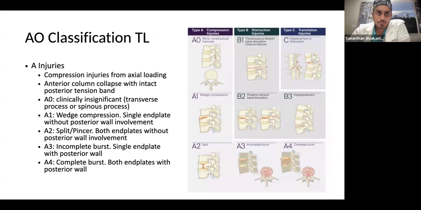Moving into the thoracolumbar spine, the same type of A to C fracture patterns have been described. A0 type fractures, again, are minor, non-structural transverse process fractures and spinous process fractures. A1 fractures are, again, wedge compression injuries with single end plate involvement. A2 are your split fractures with both end plates and an intact posterior wall. Anytime a posterior wall is involved, it's a type of burst: a single end plate with posterior wall being an incomplete burst, or a complete burst with both end plates and posterior wall fracture.